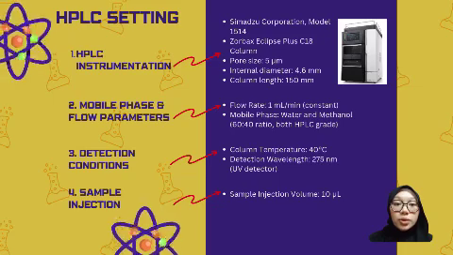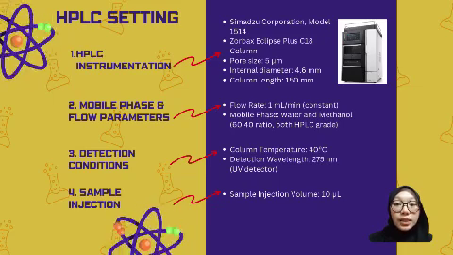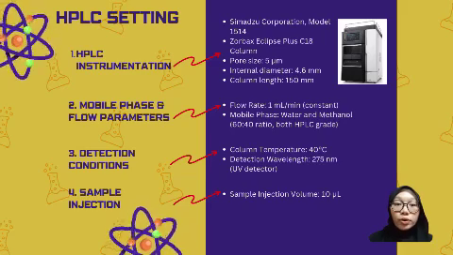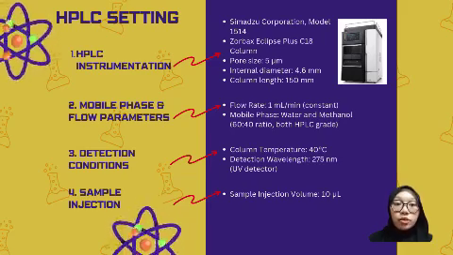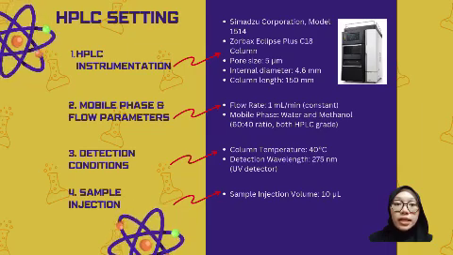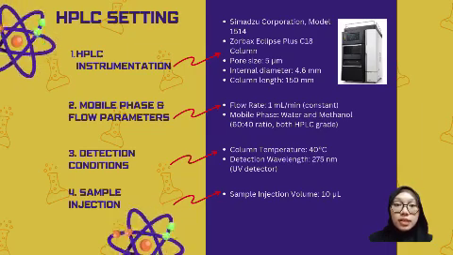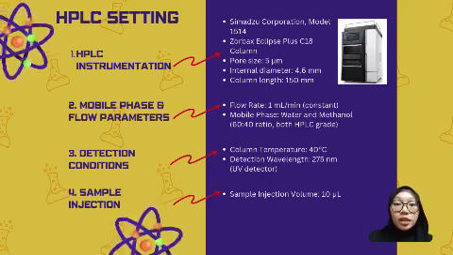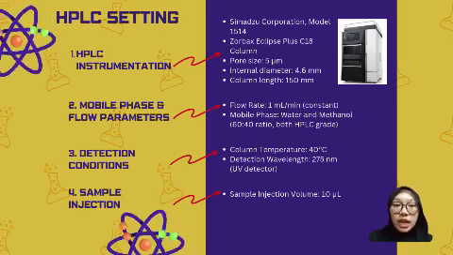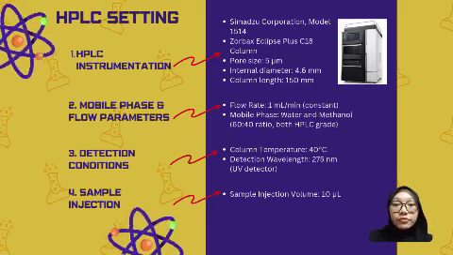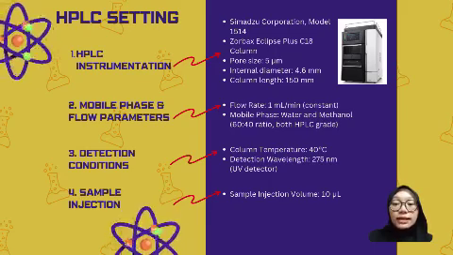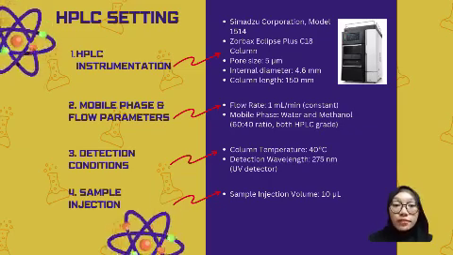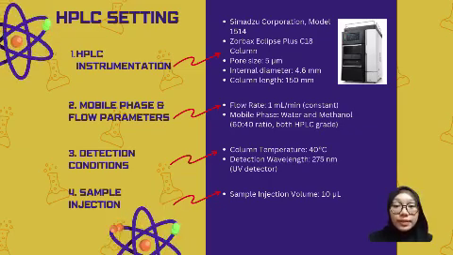The mobile phase consisted of water and methanol in a 16:14 ratio. Both solvents were of HPLC grade to ensure precision. The flow rate was set to 1 ml per min for optimal separation. This solvent ratio and flow rate are suitable for caffeine separation because methanol is a good organic solvent for caffeine polarity.